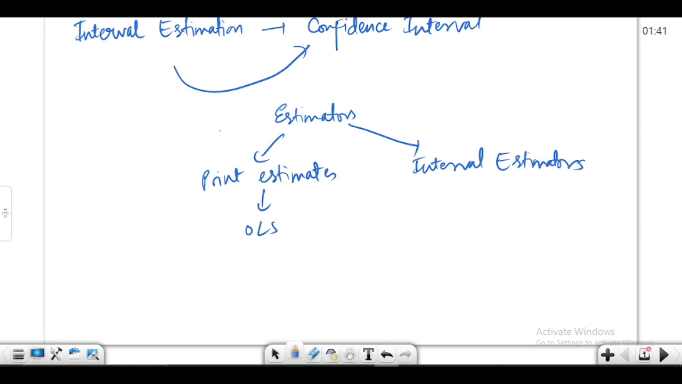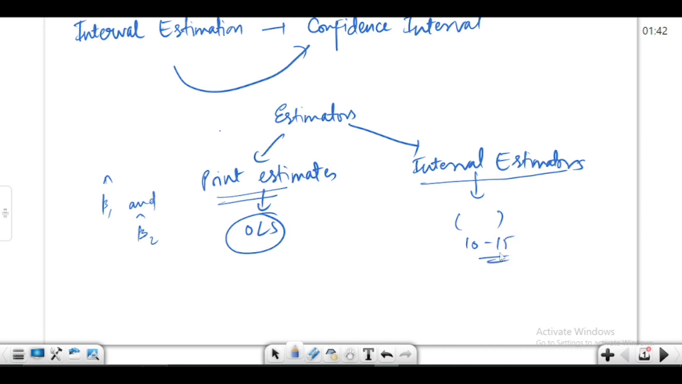Okay, so previously we have discussed that our estimates can either be point estimates, like we had the OLS estimators, or we can have your interval estimators. So we have discussed the point estimate. So my estimate or my estimator has a single value here, okay, or my beta 1 hat and beta 2 hat will have a single value here. In the case of an interval estimator, they will have a range of values, okay, say between 10 to 15, or any range, okay. It can be a very small number or a very big number.